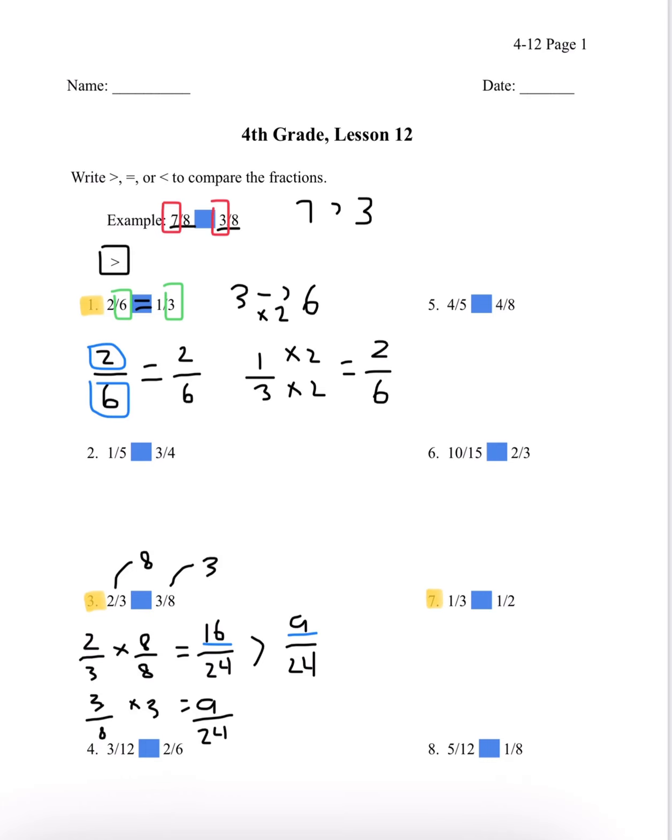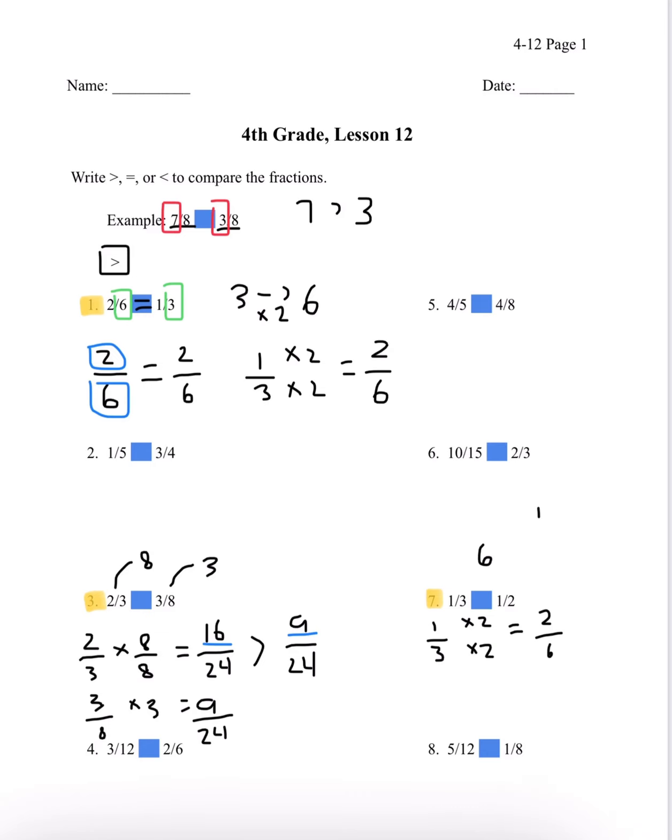Lastly, number 7, we have 1 over 3, blank, 1 over 2. Like always, the common denominator is going to be 6 for this one. We're going to multiply the top and bottom by 2, as 3 can go into 6 2 times. 2 times 1 is 2. 3 times 2 is 6.